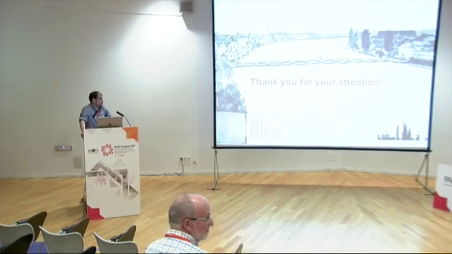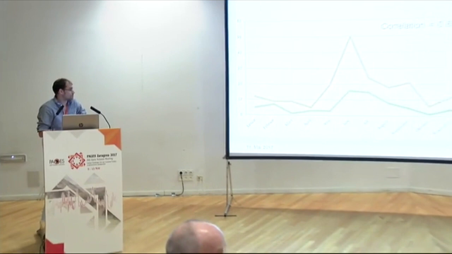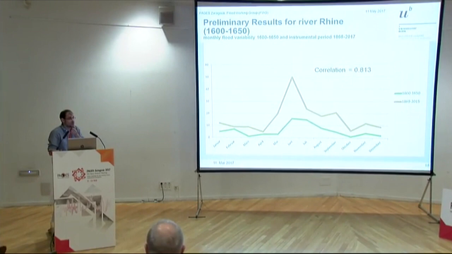Can you go back to your correlation slide, please? Okay, how many observations do you have for that correlation? How many historical observations? 70. Ah, 70. Okay.